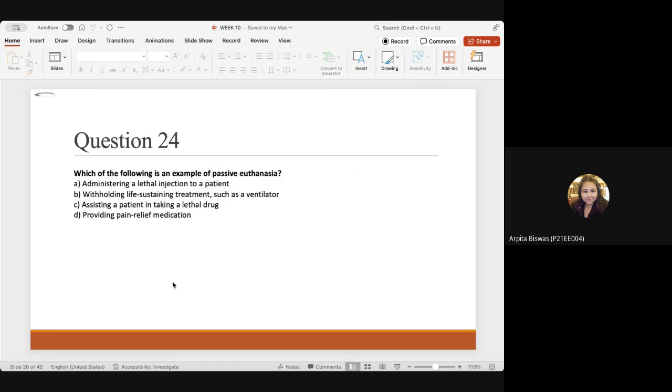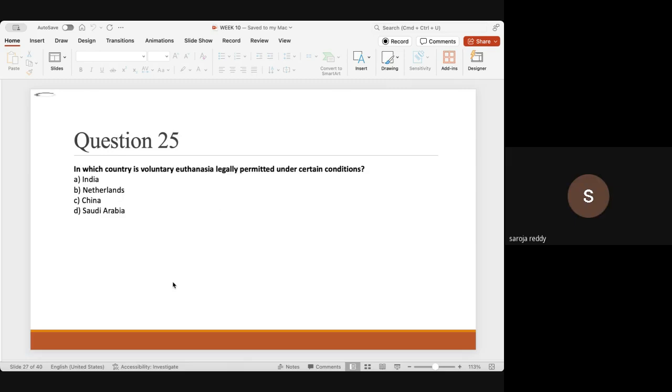Okay, so next move to the question number 24. Which of the following is an example of the passive euthanasia? So option B, ma'am. Yes, option B is the right option. So this is a question number 25. In which country is voluntary euthanasia legally permitted under a certain condition? Netherlands, B. Yes, Netherlands, option B.